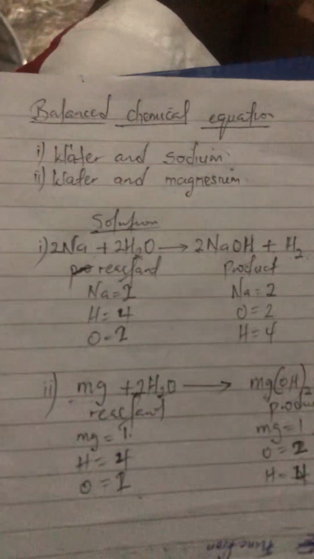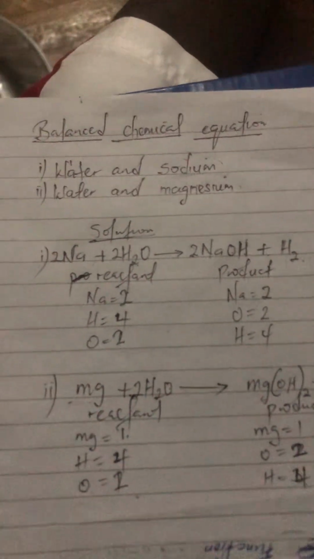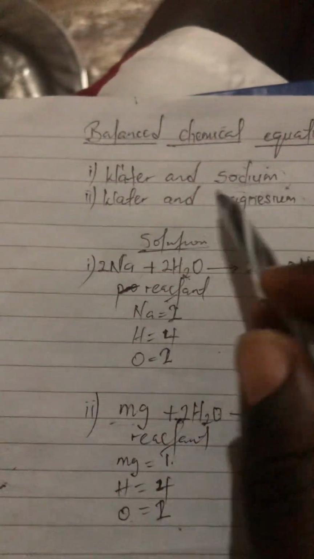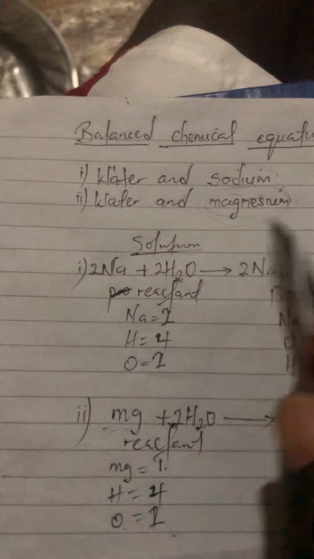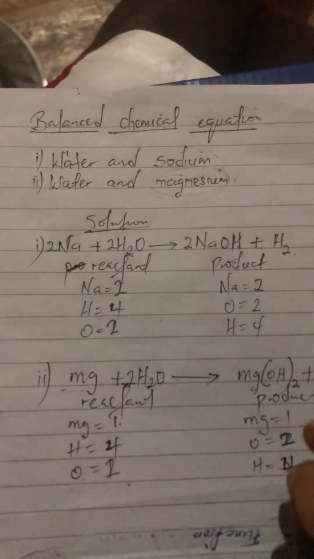So this is how you do your balancing equation in the exam, and it is very easy. But always remember, you start with the metal, write the symbol for the metal first, then you react with H2O, and then that is how it is done.